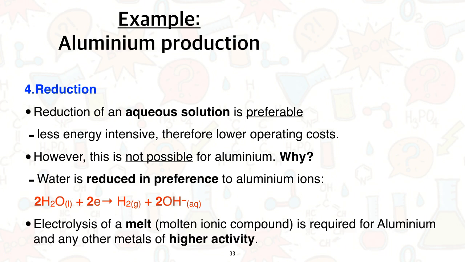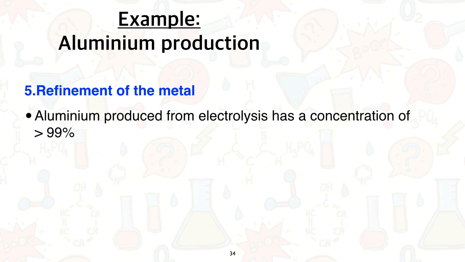Finally, electrolysis of a melt, or a molten ionic compound, is required for anything that is aluminium or above on the metal activity series. That's just one of the key ones to remember, I think, for exams and for test purposes. Last bit, again, refinement isn't needed because aluminium gets produced with a high enough concentration.